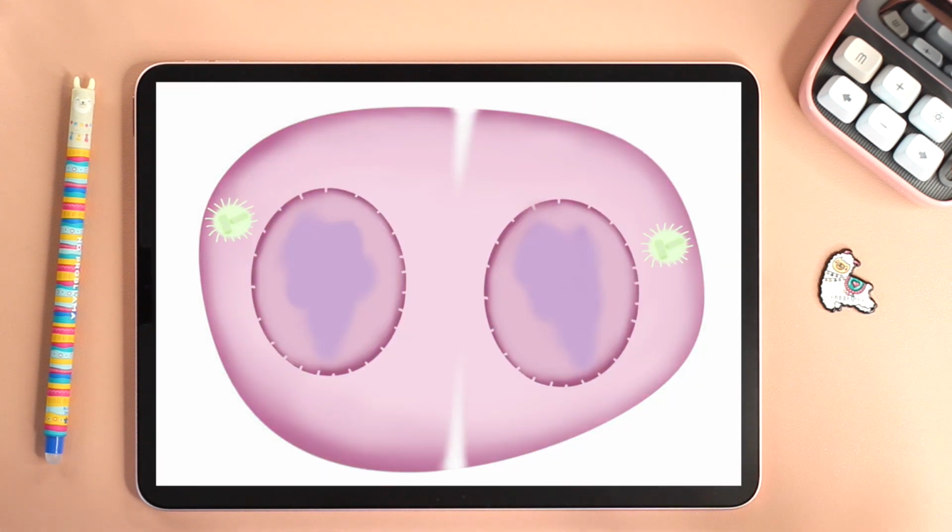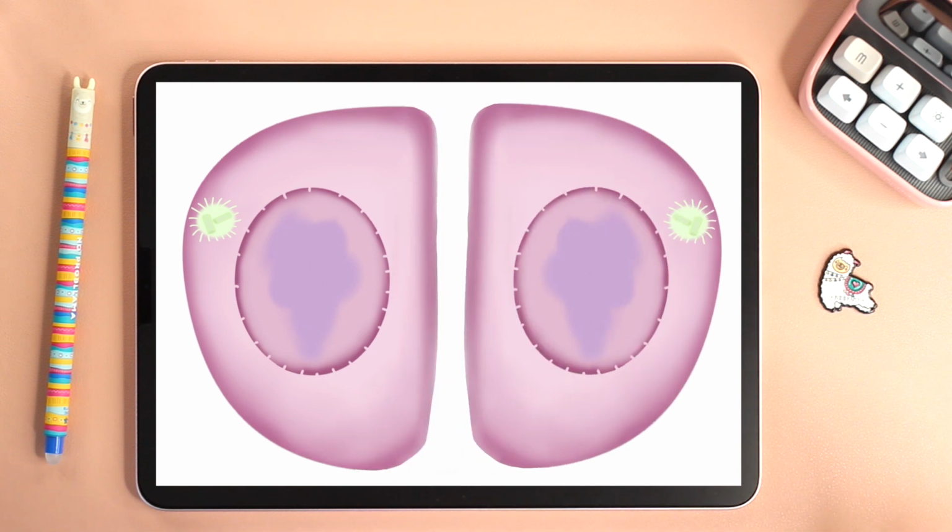In animals, a cleavage furrow, which is a dent, appears and it starts to go deeper and deeper until the cell pinches into two.